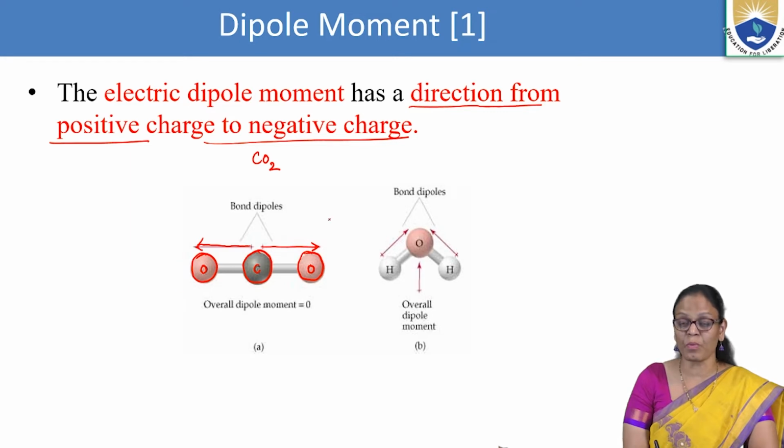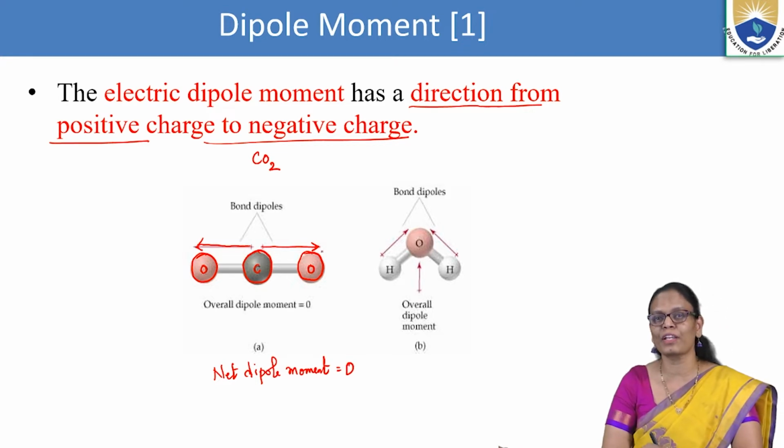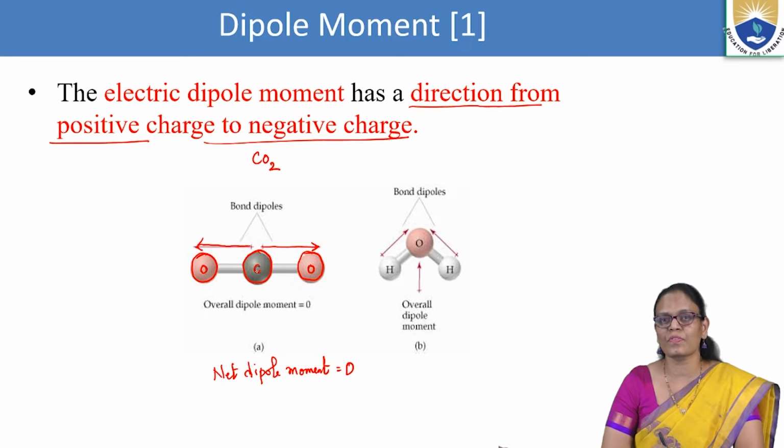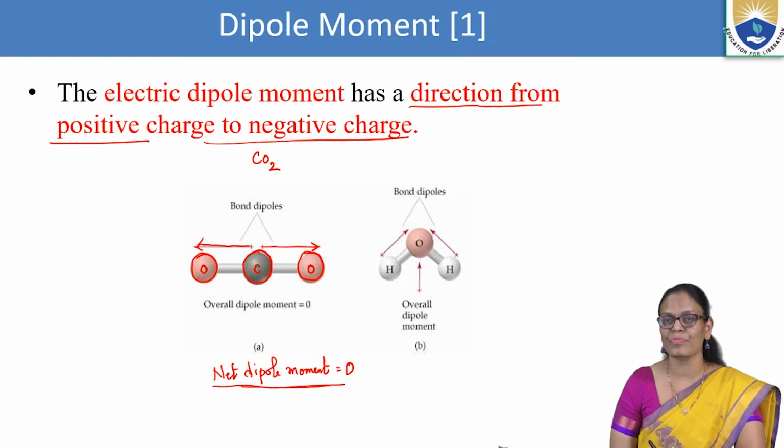Now if you see the molecule as a whole, what will be the net dipole moment? We call it the net dipole moment or overall dipole moment. They will cancel each other and the net dipole moment will be equal to 0. So in the case of molecules like this which are symmetrically arranged, and since the direction is always from positive to negative, here we have two oxygens, equally spaced. So the net dipole moment is equal to 0.